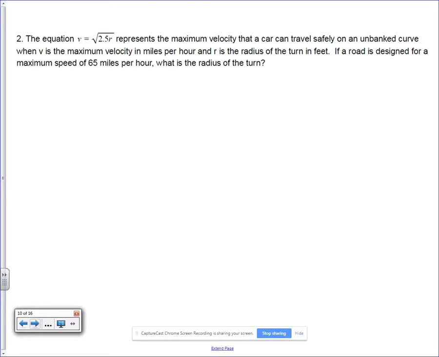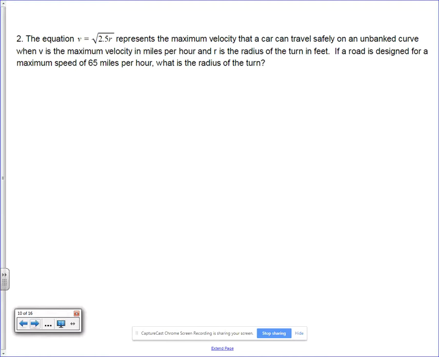Number 2, the equation v equals the square root of 2.5r represents the maximum velocity that a car can travel safely on an unbanked curve. Does everybody know what banked and unbanked means? What is a banked curve? It's like goes up. Race cars, NASCAR, right? They have banked curves. These are unbanked, meaning, where's a curve around here? Oh, right out here. Martin Moline has a curve on it, right? That's just a flat curve, right? Not banked. That's what we're talking about here. When v is the maximum velocity in miles per hour and r is the radius of the turn in feet.